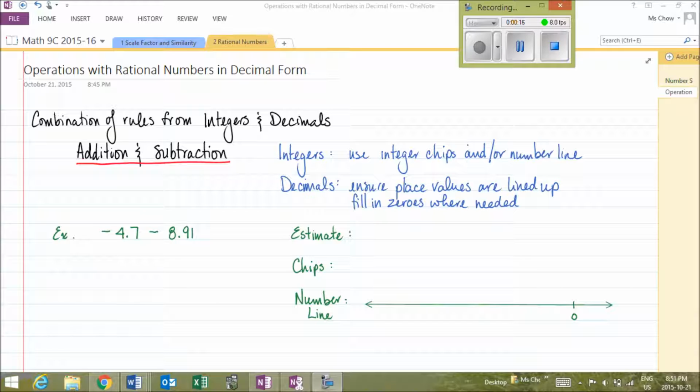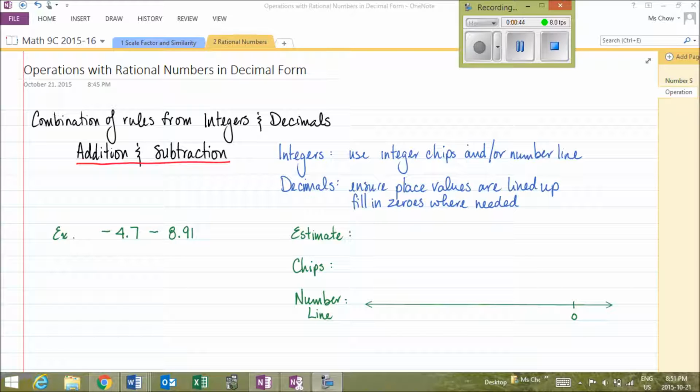For integers, if you recall, you probably worked with either integer chips, positives and negatives making zeros, and/or you might have used a number line to help you. We'll go through both of those again. For decimals, adding and subtracting, you want to ensure that all of your place values are lined up, and you might want to fill in zeros where needed. So let's take a look at this first example.